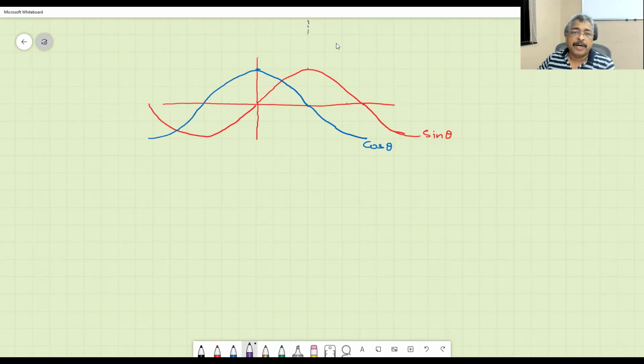Then tan at pi by 2 is undefined, minus pi by 2 undefined.